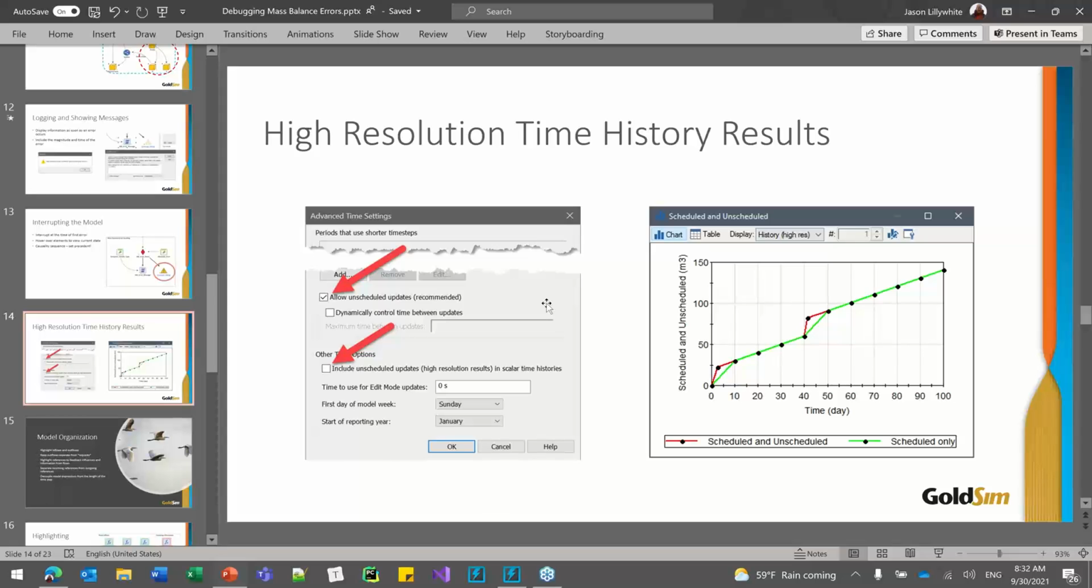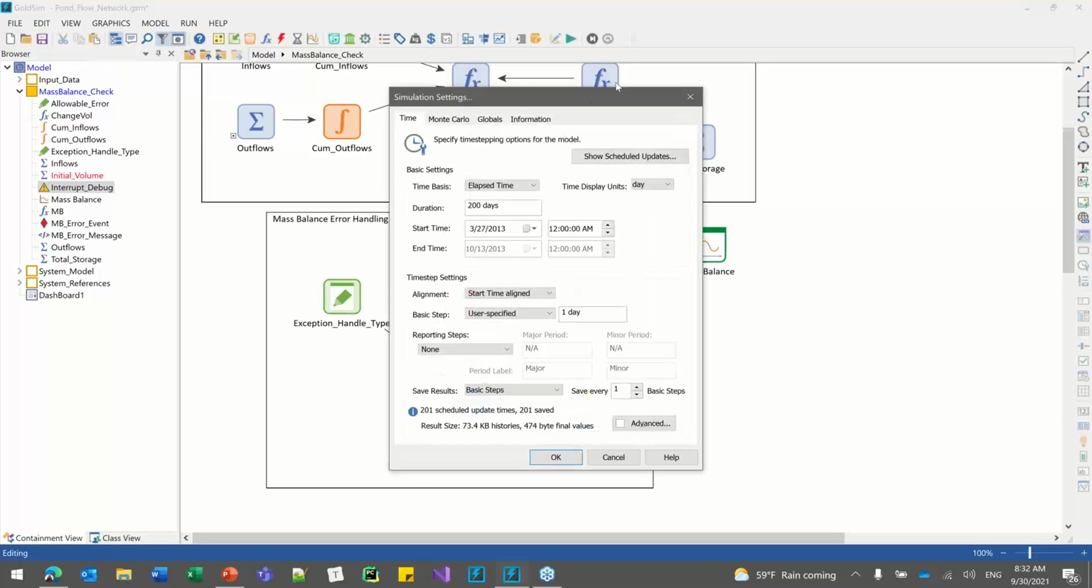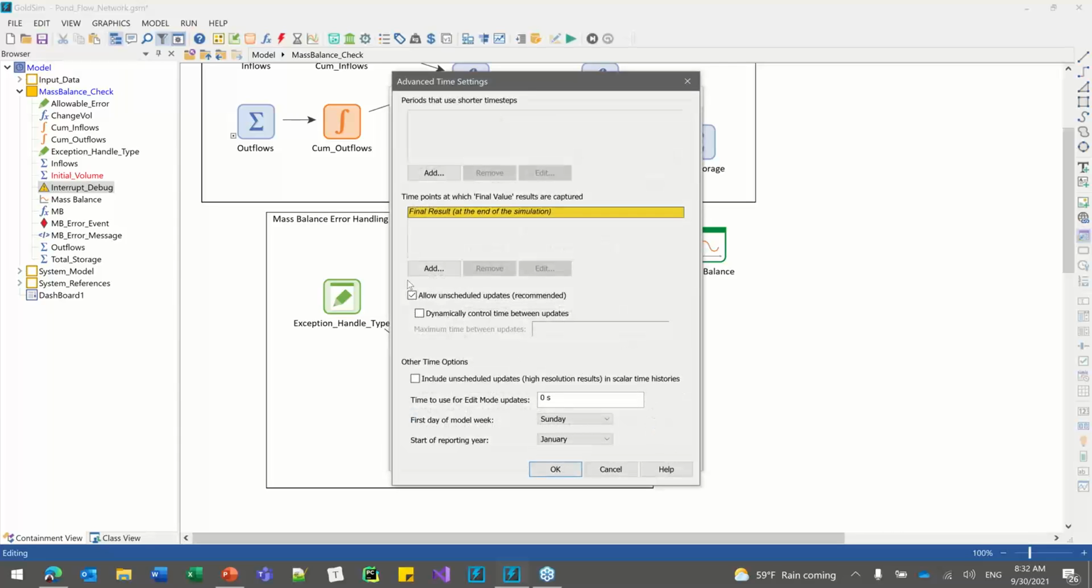Okay, finally, one more thing. And I mentioned this in many webinars, the point about high resolution time history results. So if you have a model that is allowing unscheduled updates, like in the case that we see here, if you go to the advanced time settings of your model, then you'll see the box checked. And just to remind you where that is, go to simulation settings here, then go to advanced here. This box right here, allow unscheduled updates.